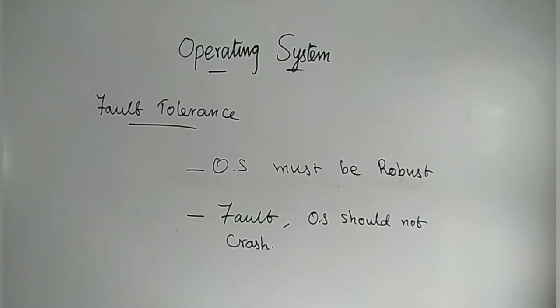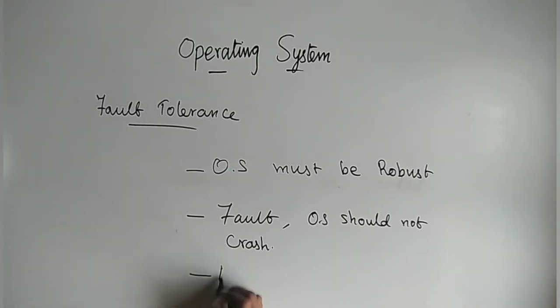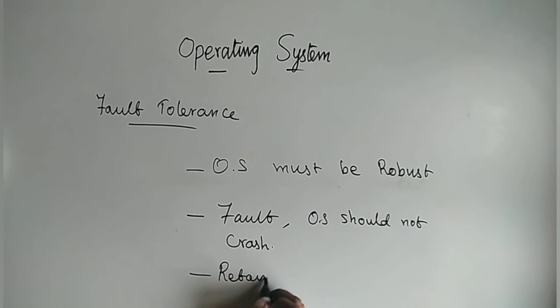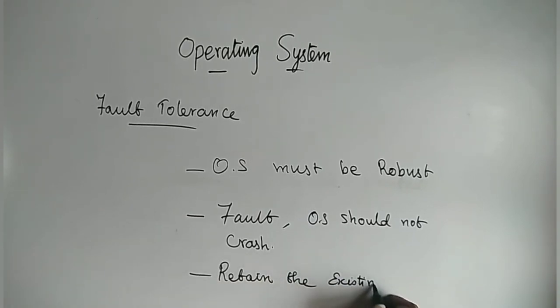Then instead, what must it be able to do? It must be able to retain the existing state, the correct state. So these are things that must be considered and done by the operating system for you. Fault tolerance means your operating system must be strong enough, that is robust. When there is a chance for a fault, the operating system should not immediately crash.